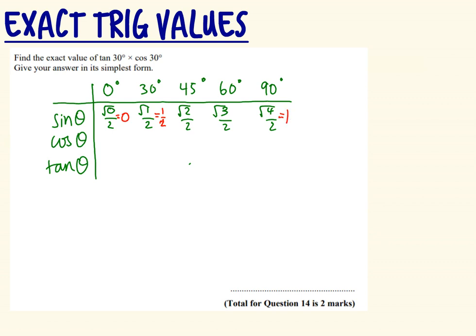Cos is exactly the same, just in the reverse order. So it goes 0 from this direction, then the 1/2, then the root 2 over 2, then the root 3 over 2, and then the 1.